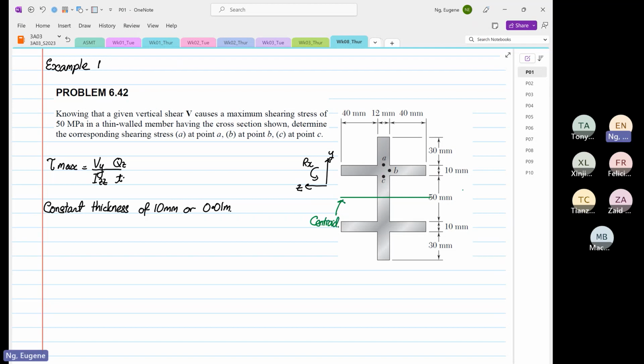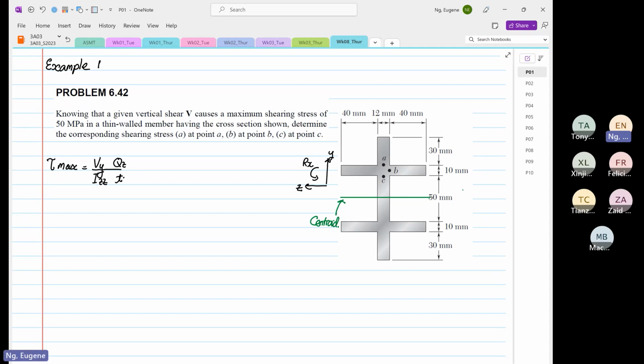Why at the centroid? Because the thickness is, sorry, I do apologize. It's not constant thickness. Because you have 10 millimeters over here, you have 12 millimeters on the vertical web. So I do apologize, it's not constant thickness. So we don't know where it is. Okay, I will correct my statement. We don't know where it is.